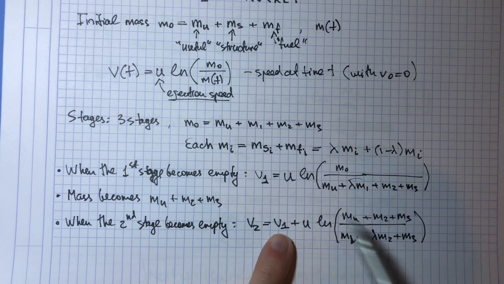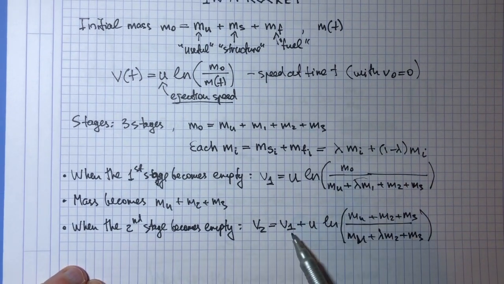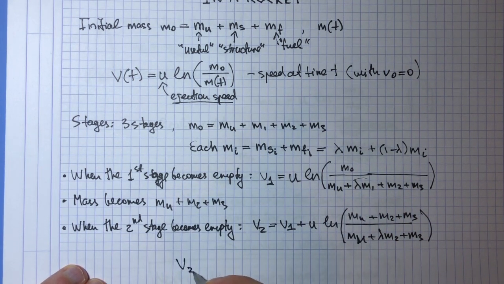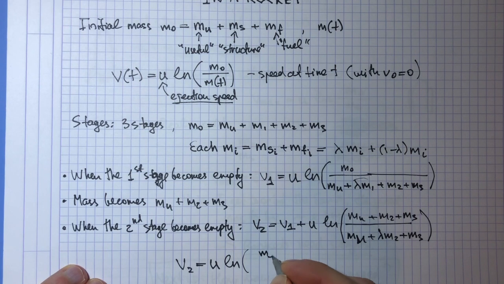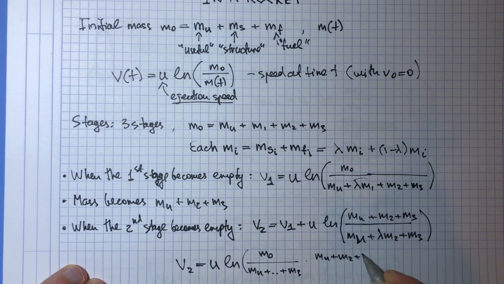But v1, here it is, we have an expression for it, can be put here, and then u can be taken outside, and then we can just use the addition law for logarithms to get that v2 is actually u of ln m naught over mu plus m3, so this fraction, times mu plus m2 plus m3 over mu plus lambda m2 plus m3.